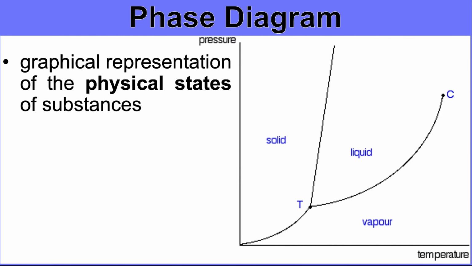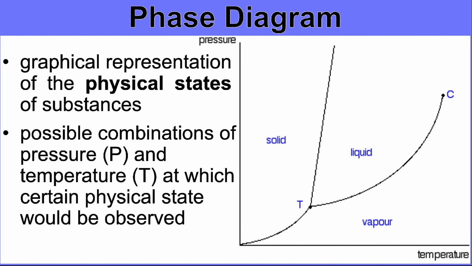So a phase diagram is a graphical representation of the physical states of a substance under different conditions of temperature and pressure. So it gives the possible combinations of pressure and temperature at which certain physical state or states a substance would be observed. So basically, it summarizes the conditions at which a substance exists as a solid, liquid, or gas. So you have to remember that each substance has its own phase diagram.